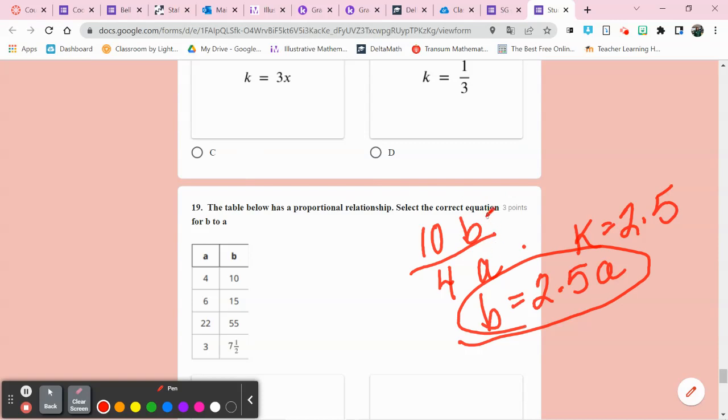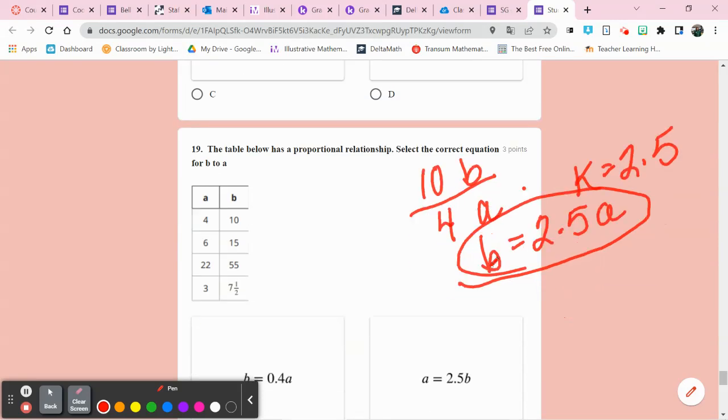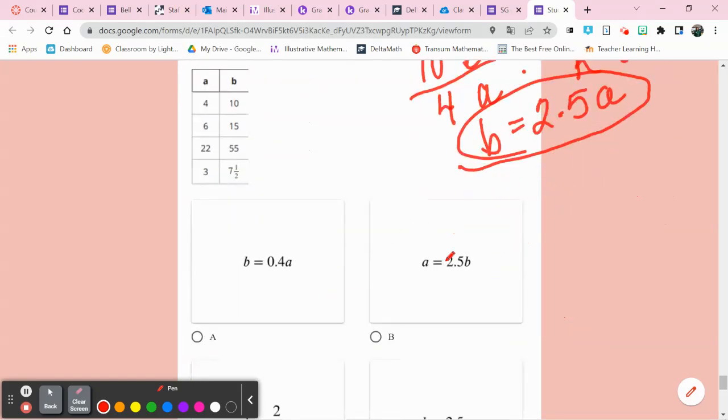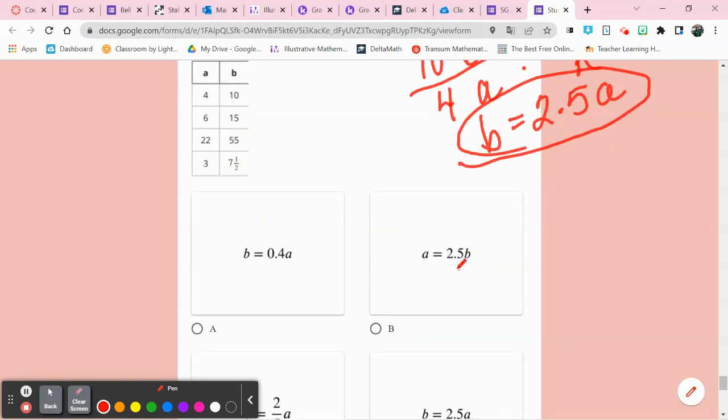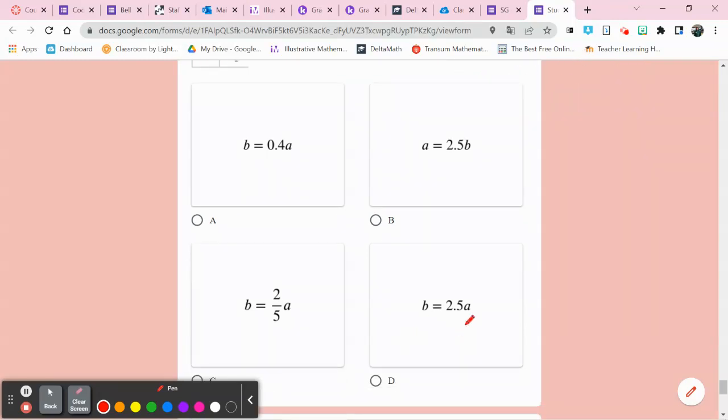That is why you need to write your letters down, so that when you write your equation, whatever letter's on top, it goes first. Whatever letter's on the bottom, it goes second. Use scratch paper, people. It is your friend. And that is going to be, not that one. There it is, D. It's going to be D.